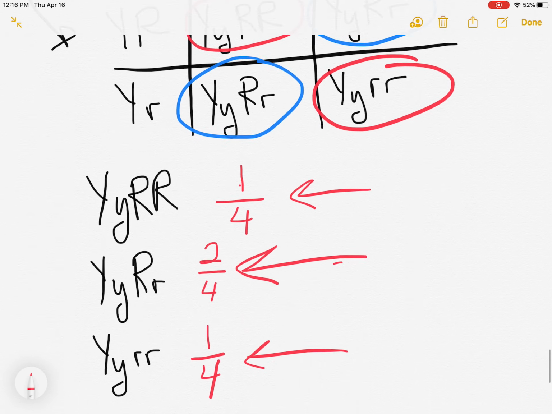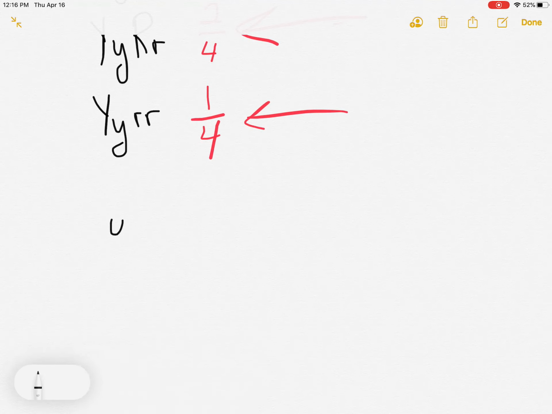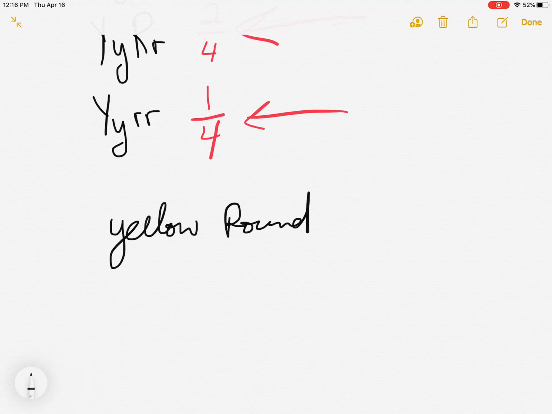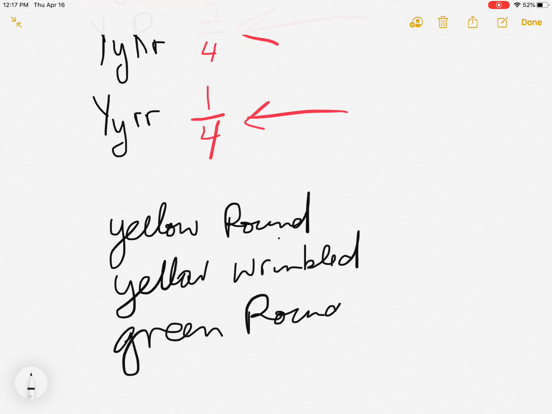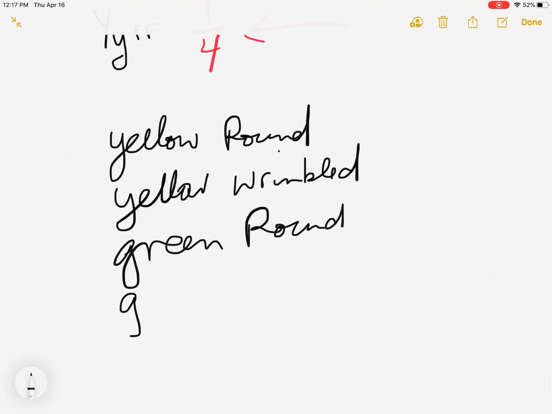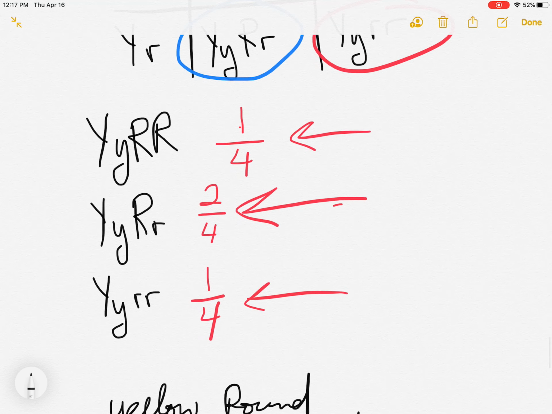Okay, the phenotype ratios. For the phenotype ratios, I have to think about the possibilities here. Now, I can write them all out. I can write out yellow and round. I can write out yellow and wrinkled. I can write green and round and green and wrinkled. But there's no guarantee you're going to get all 4.